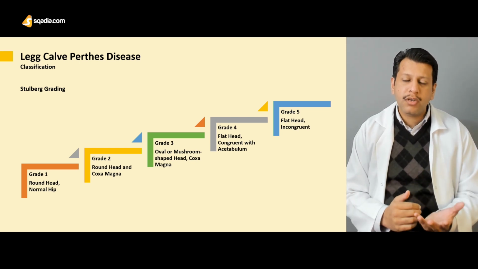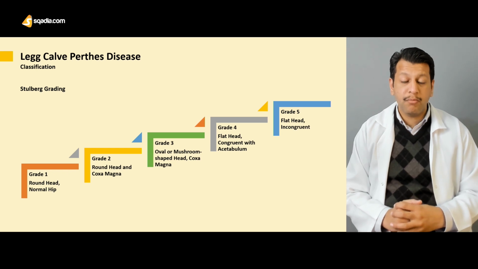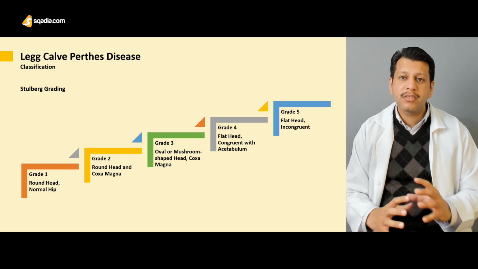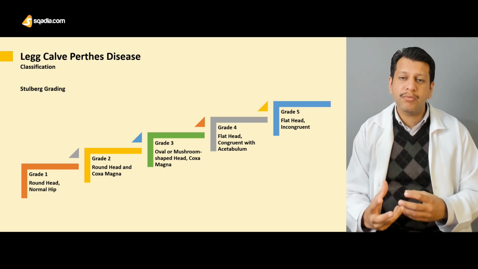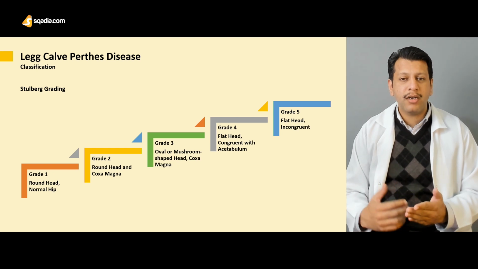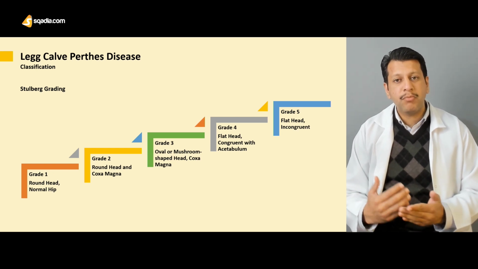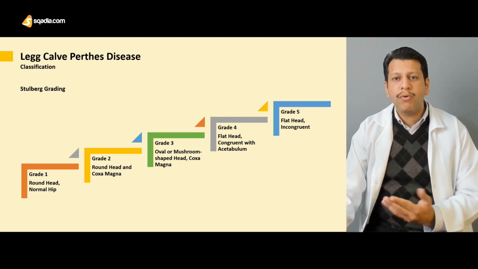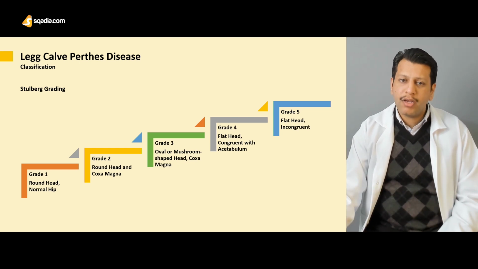Usually, the Stulberg classification is for healed Perthes, or healed Legg-Calve-Perthes disease, in which sometimes the deformity of the head has to be corrected so that problems such as impingement and limp may be treated later on. Usually by this time, if it's already grade 4 or 5, the AVN of the head would probably have occurred.